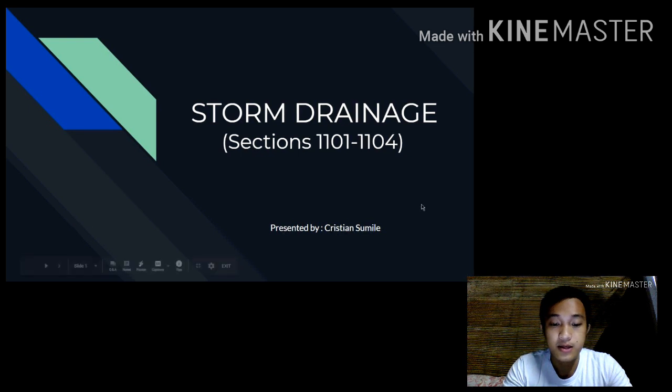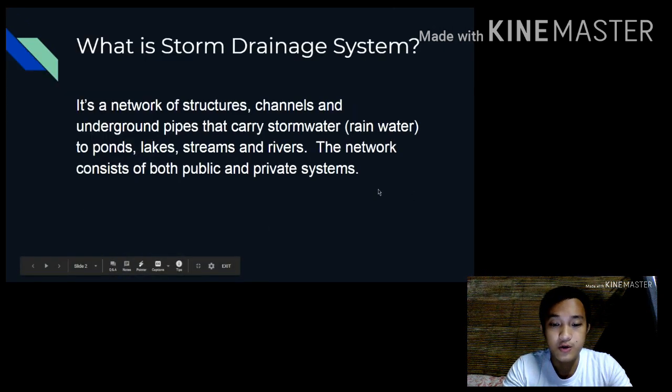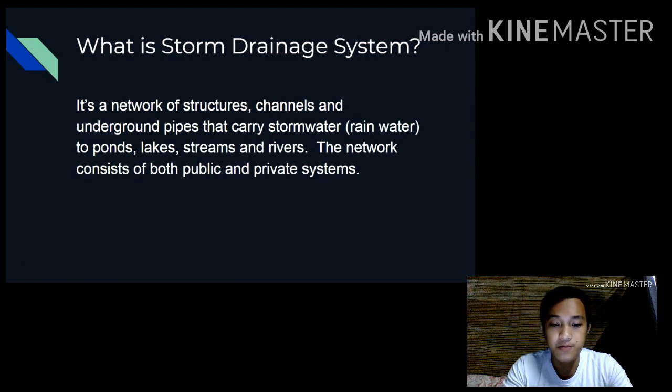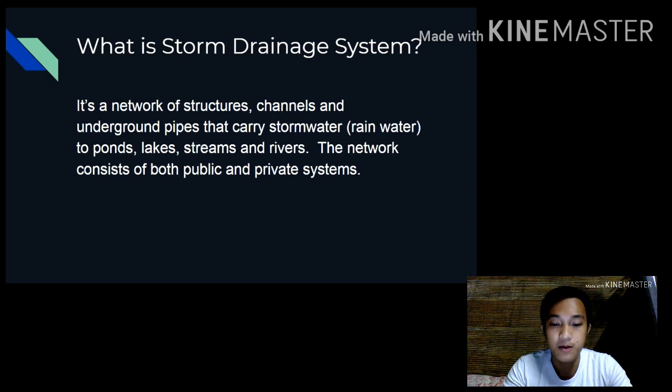So first, let us define what is storm drainage system. It is a network of structures, channels, and underground pipes that carry storm water or rainwater to ponds, lakes, streams, and rivers. The network consists of both public and private systems.